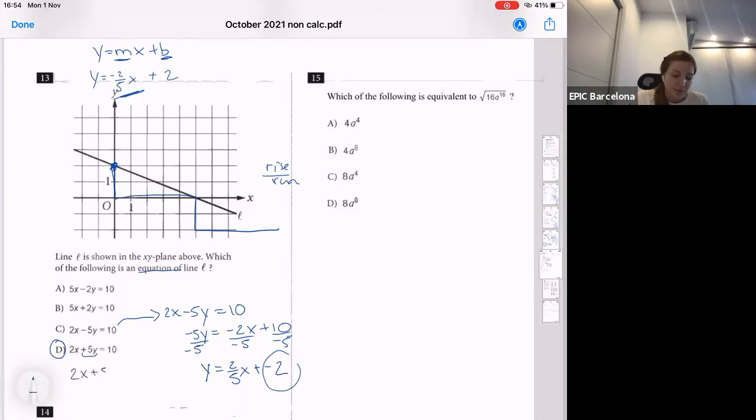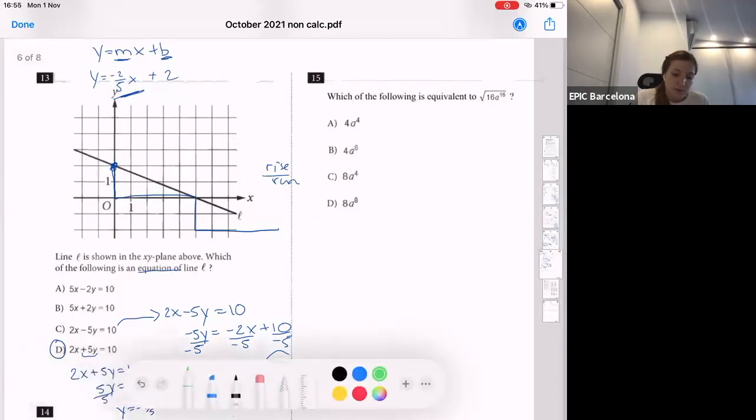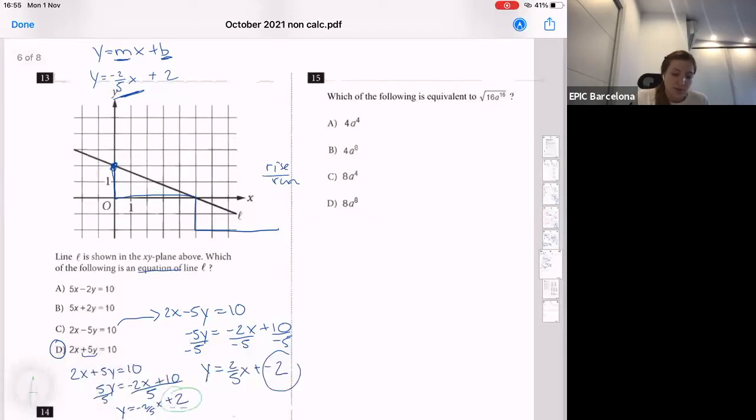2x plus 5y equals 10. So 5y is equal to negative 2x plus 10. Divide out everything by 5, and I'm going to get y equals negative 2/5 x plus 2. My y-intercept checks out. And my slope, rise over run, is down 2 over 5. So D should be the answer.